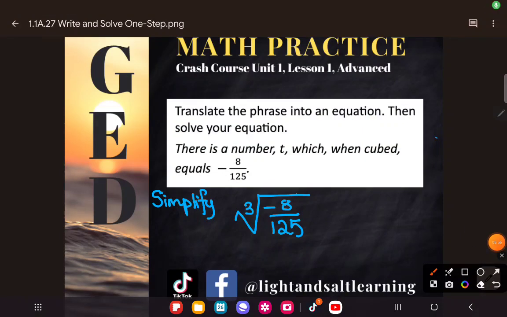Now, as I always say, the non-calculator section, you can totally bomb and still pass your GED. So you can turn off the video now if you want to. But for those of you who want the best score you can get, this one is not as hard as it looks. So let's take a look. It says, take the cube root of negative 8 over 125.